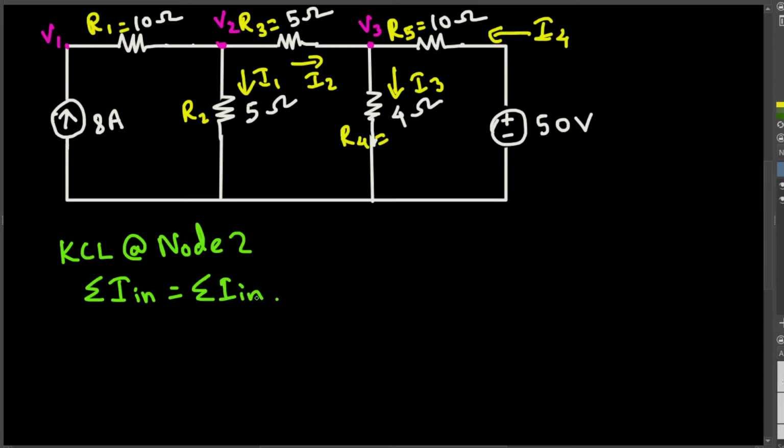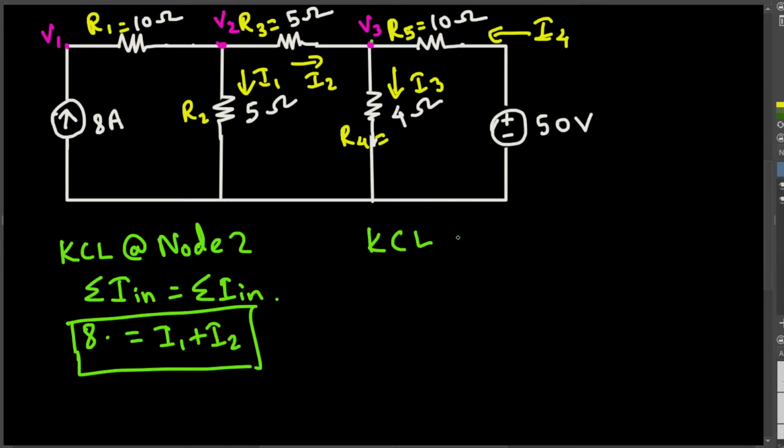Let's do the summation of current in equals summation of current out. What are the currents entering this V2 node? We have 8 ampere current entering this V2. So we are going to have 8 right here, and I1 is exiting the node, also I2 is exiting the node. So 8 is equal to I1 plus I2. Okay, let's apply KCL at the node V3 as well. So this is equation number 1.